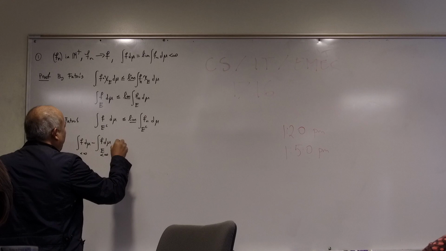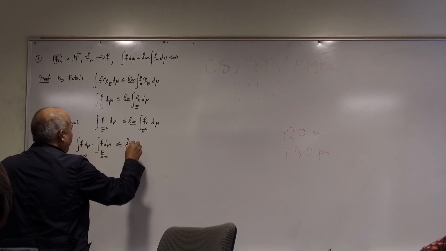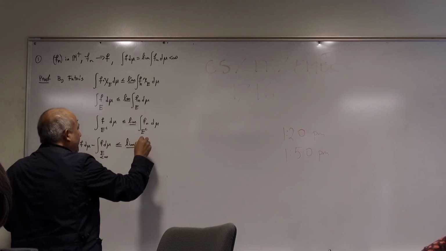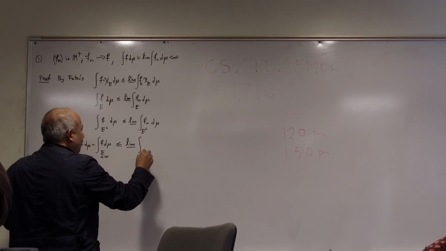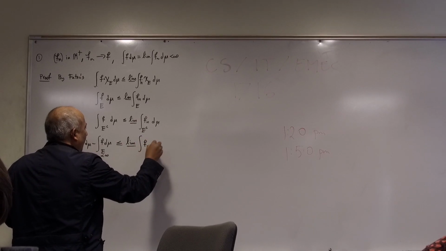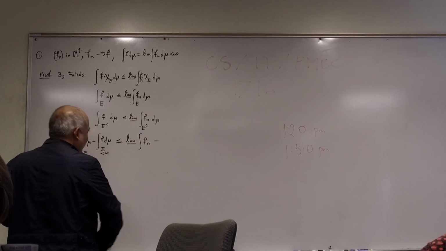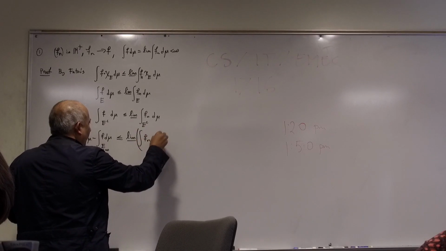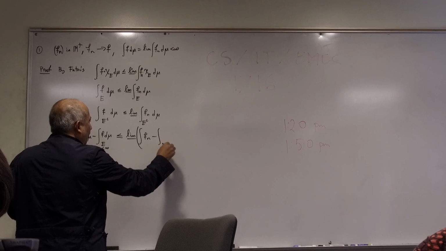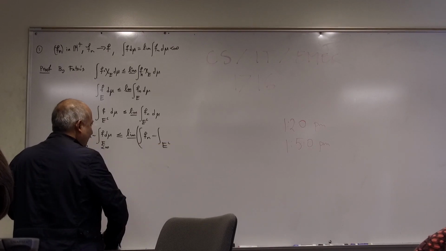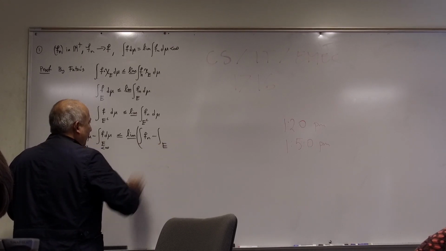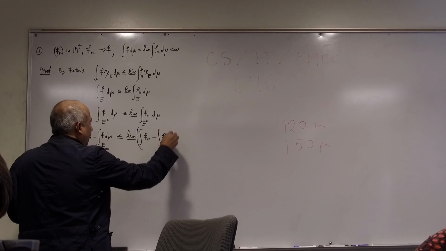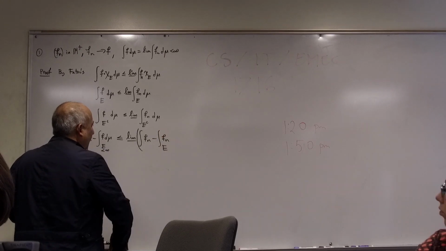That's less than or equal to the limit. You split this as the integral on the universe minus the integral on E. Do you remember that we did this in class, guys? I was explaining this. Maybe it was at the end.